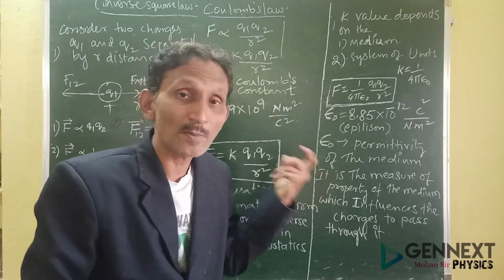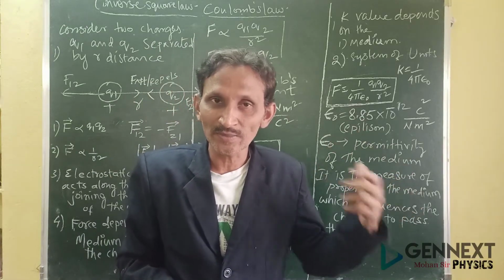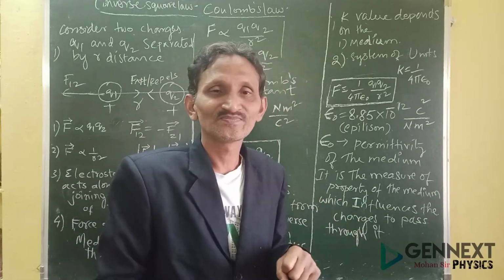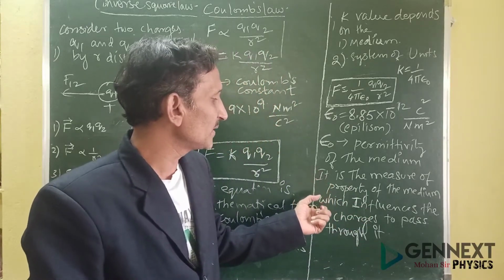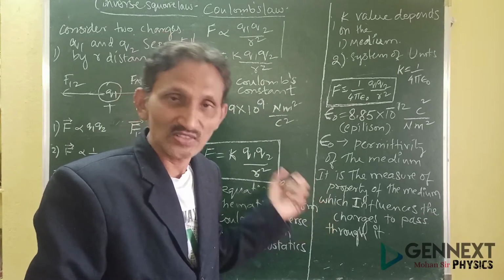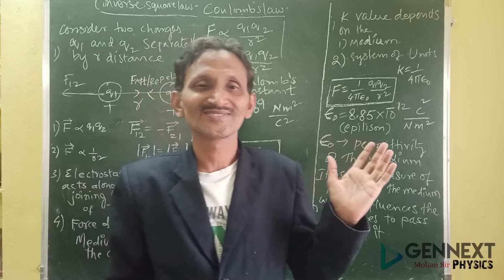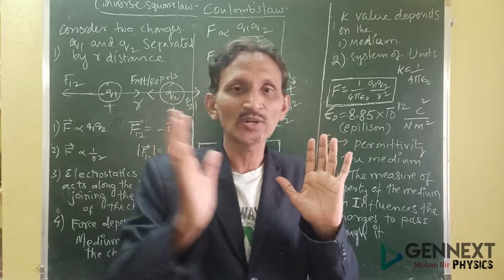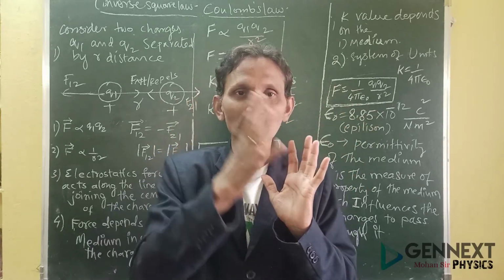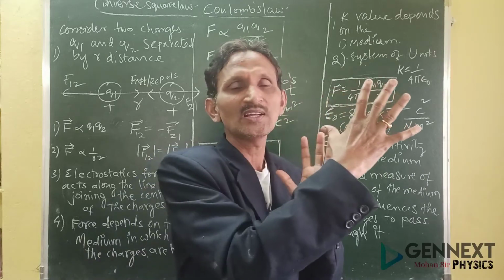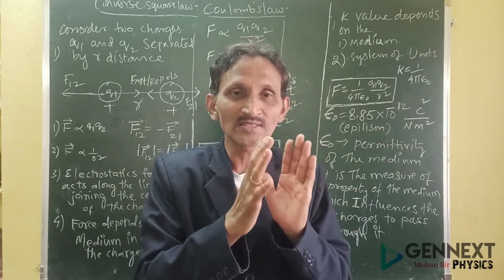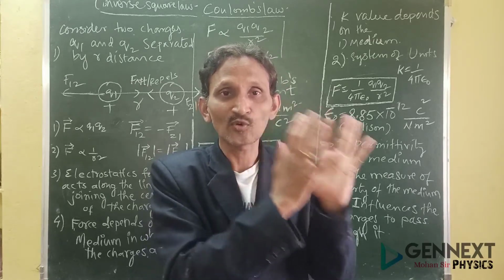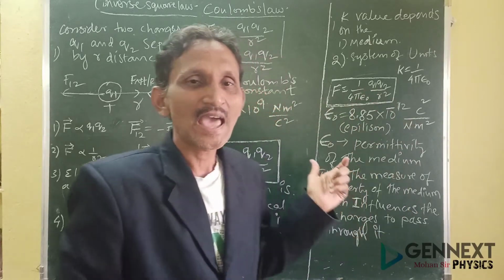So it is the measure of the property of the medium, measuring the influence by which the charges pass through it. Whether the medium will say, okay, I have the capacity, you can go. That means the electrostatic force of attraction or repulsion will flow through the medium. So this measurement of the property of the medium which decides the flow of electrostatic force through it is called permittivity.